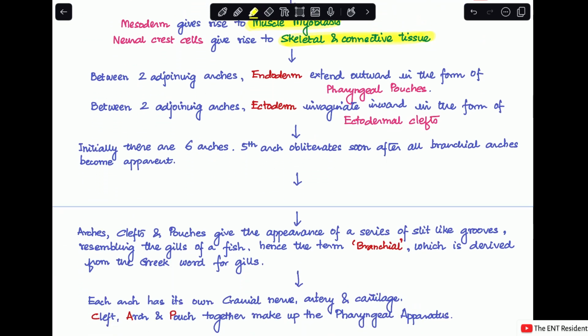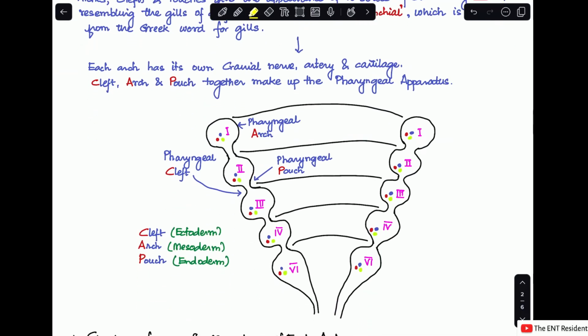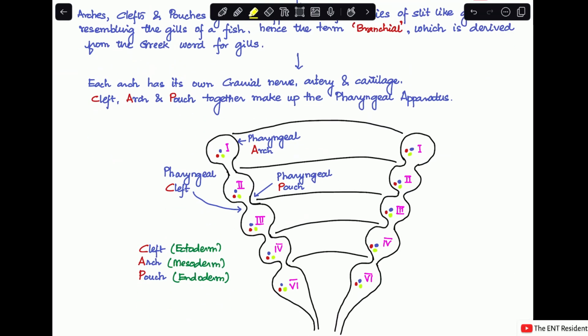Now, as these arches form, between two adjoining arches, endoderm extends outwards in the form of pharyngeal pouches. I have made a picture of the diagram of the pharyngeal arches. So first see over here. So these are the pharyngeal arches. There are 5 arches. Initially there are actually 6 arches and the 5th arch gets obliterated in humans, and as a result we are left behind with 5 arches. And you can see these arches, these are actually mesodermal. So we have to remember this is mesoderm.